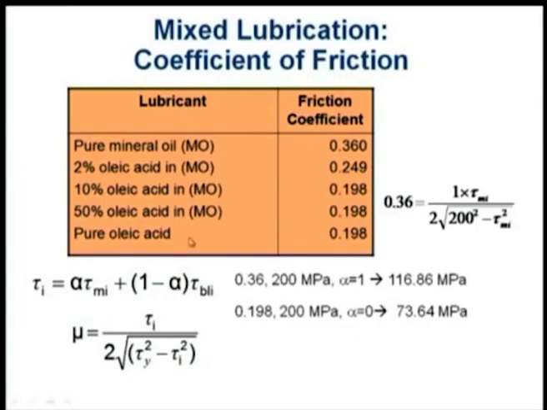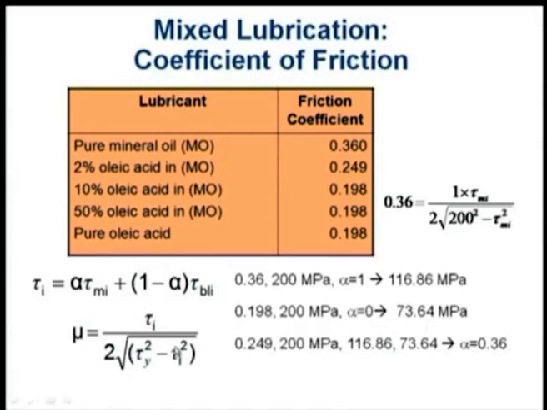Now, I can find out any intermediate value, that means I can find out the mixed lubrication, what is happening in this case. The third case was 2% oleic acid, which was a mixed lubrication case, and we are able to find out the results. In this case, 0.2449 is the coefficient of friction, 200 megapascal is the shear strength of the metal, and finally, using this relation we are able to find out alpha.